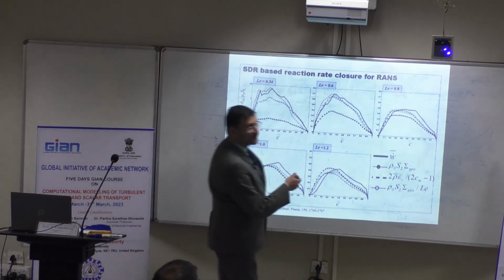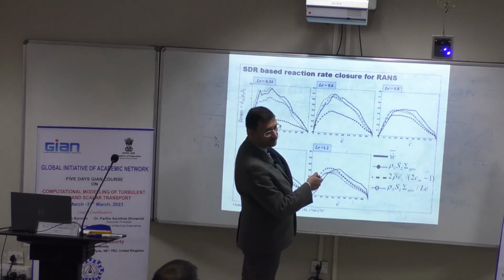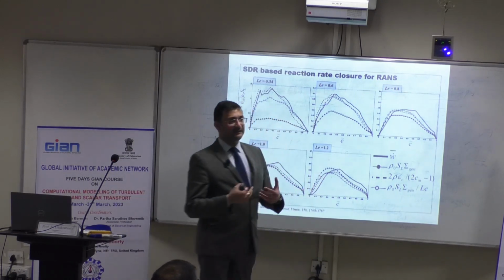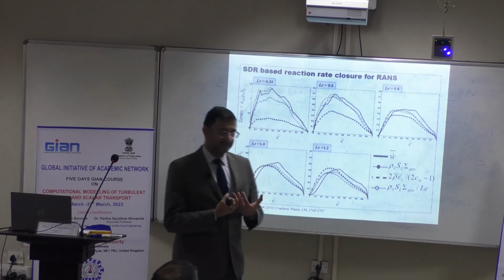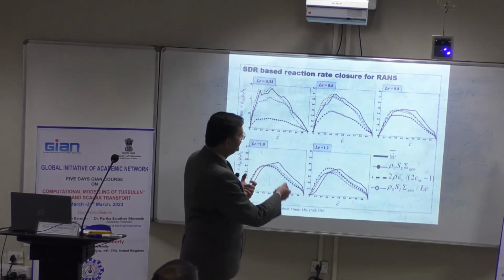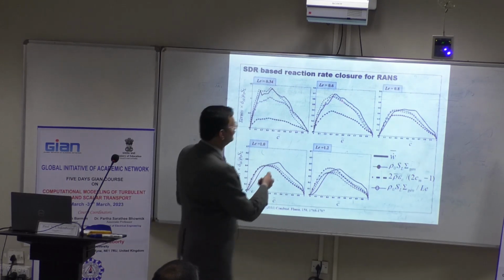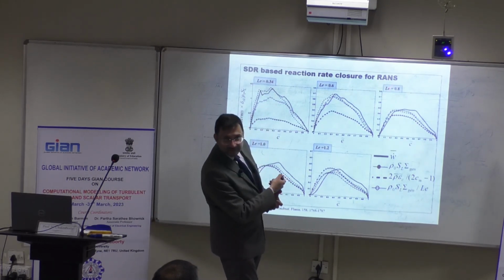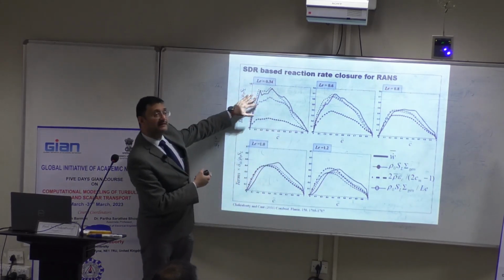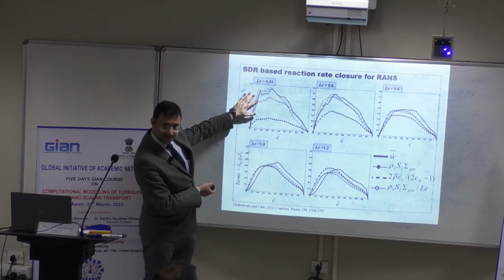This one is 20% hydrogen by volume blended with methane. This is 40% hydrogen blended with methane. This is lean hydrogen blend. Okay?